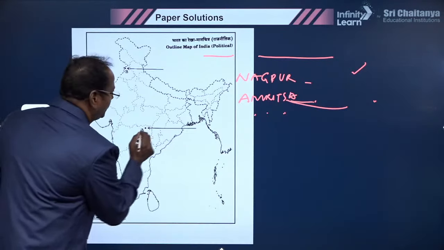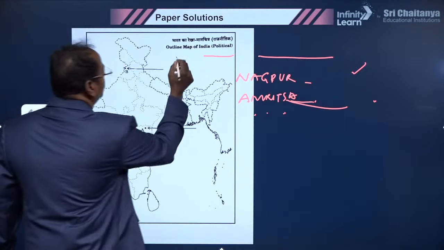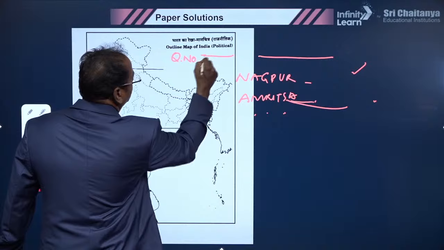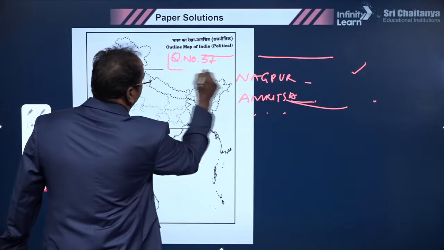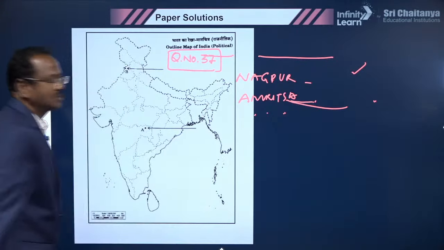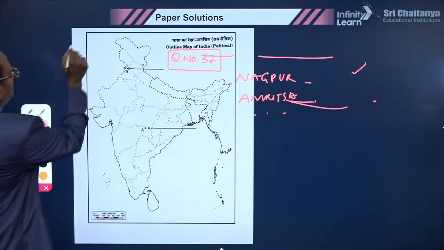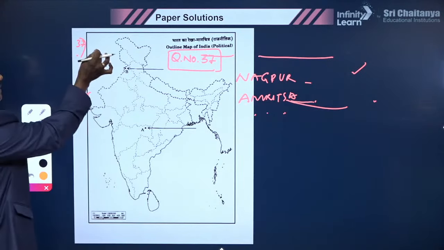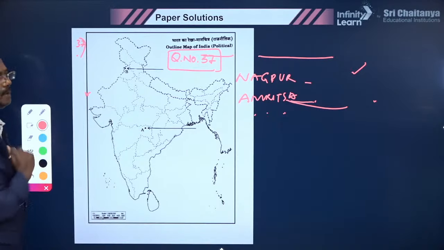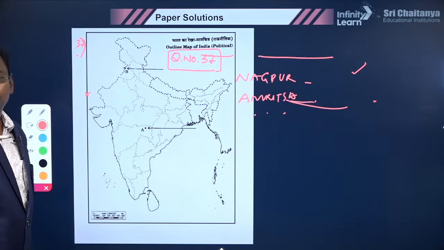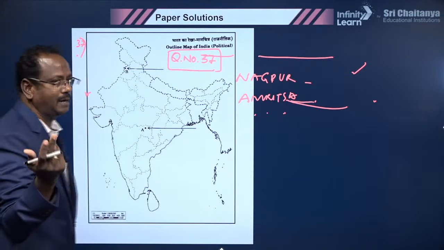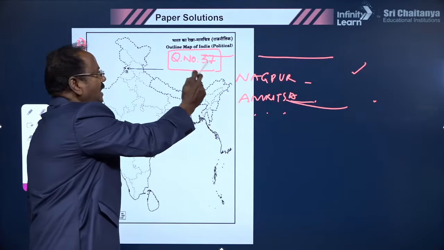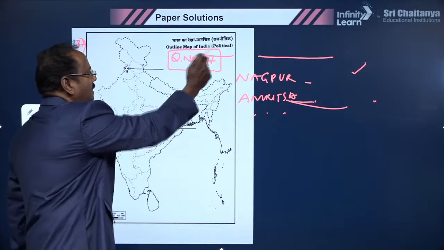Always write capital letters. Now, at the top of the map, you have to write the question number 37. The question number is compulsory. Some children write simply 37, so it may not be visible when you tag the paper. Without the question number, there is no guarantee of gaining all the marks completely. Understand? That is the reason we have to write question number 37 here, at the right corner.